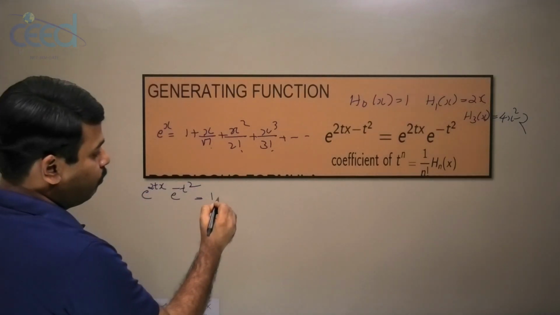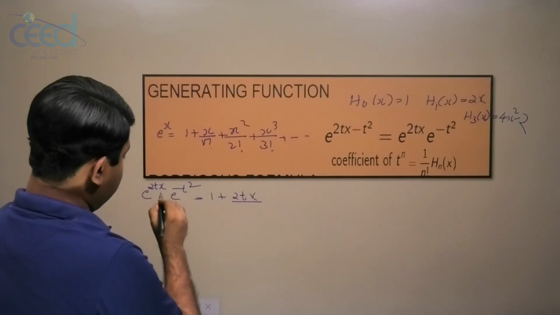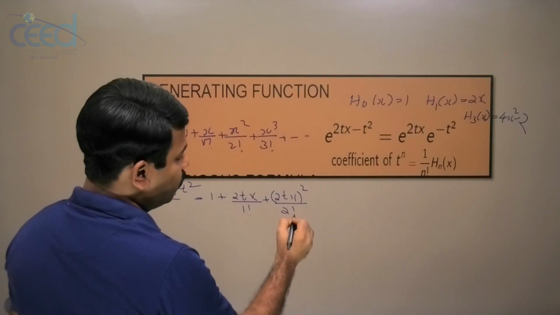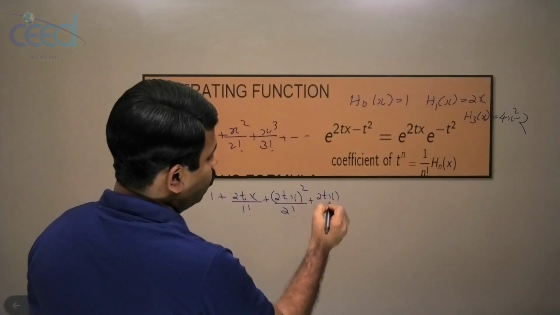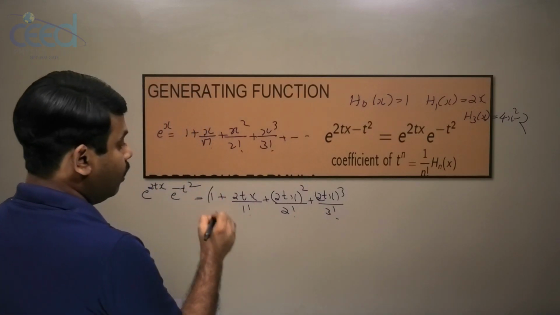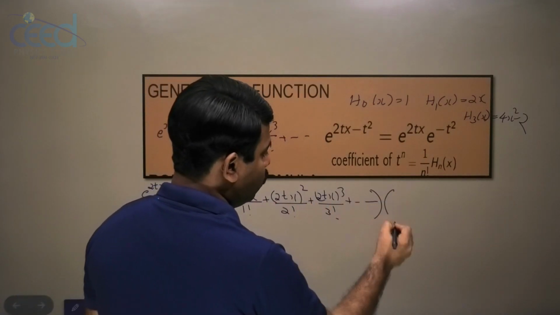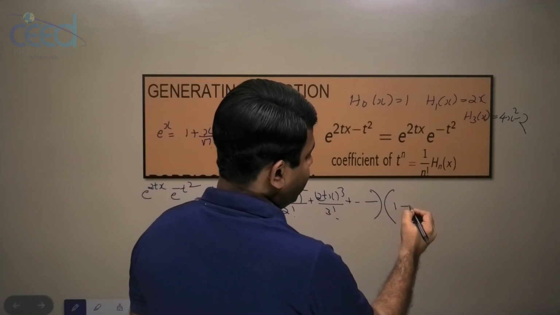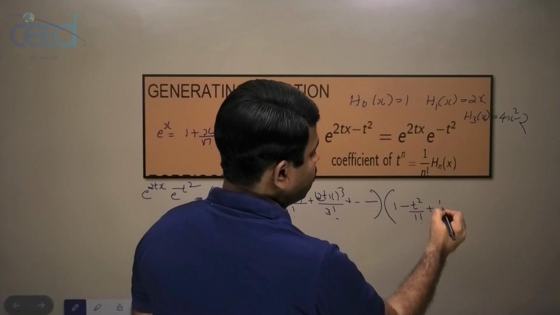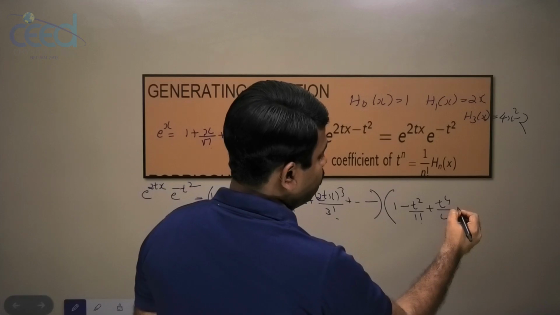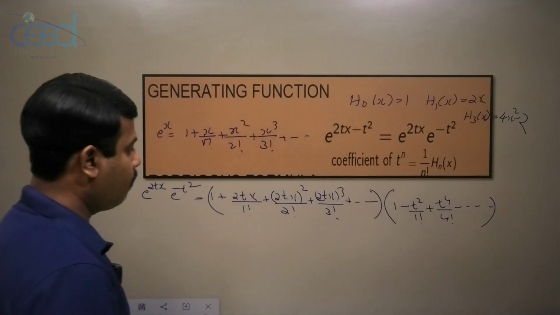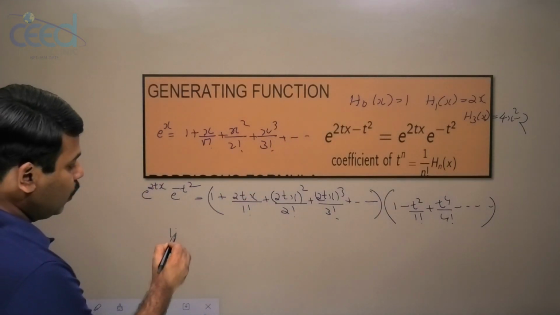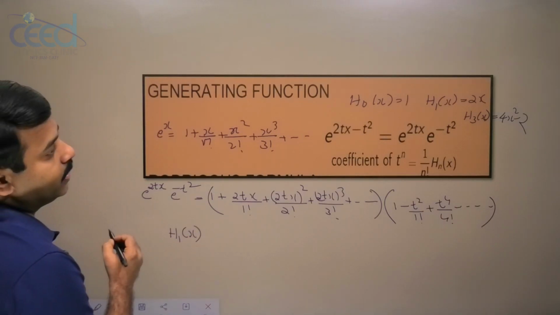Then I am expanding this: 1 plus 2tx divided by 1 factorial plus 2tx whole square divided by 2 factorial plus 2tx whole cube divided by 3 factorial plus etc., into e raised to minus t square, which on expansion is 1 minus t square by 1 factorial plus t raised to 4 by 4 factorial minus etc. Right. Now, as per this rule, see, h1 of x, what can I write?